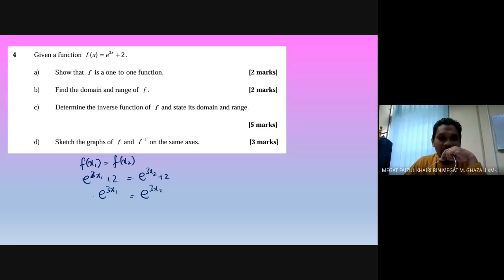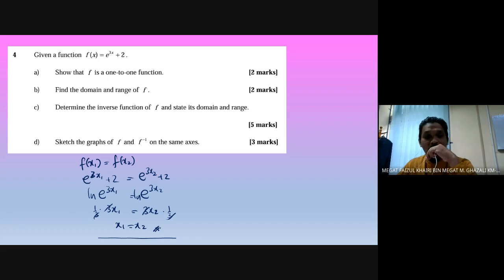Natural log left and right, okay. Come up with natural log left and right, it gives you 3x1 equal to 3x2. So times with 1 over 3 here and 1 over 3 here, then you get x1 equal to x2. So the conclusion right here, f(x) is a one-to-one function.